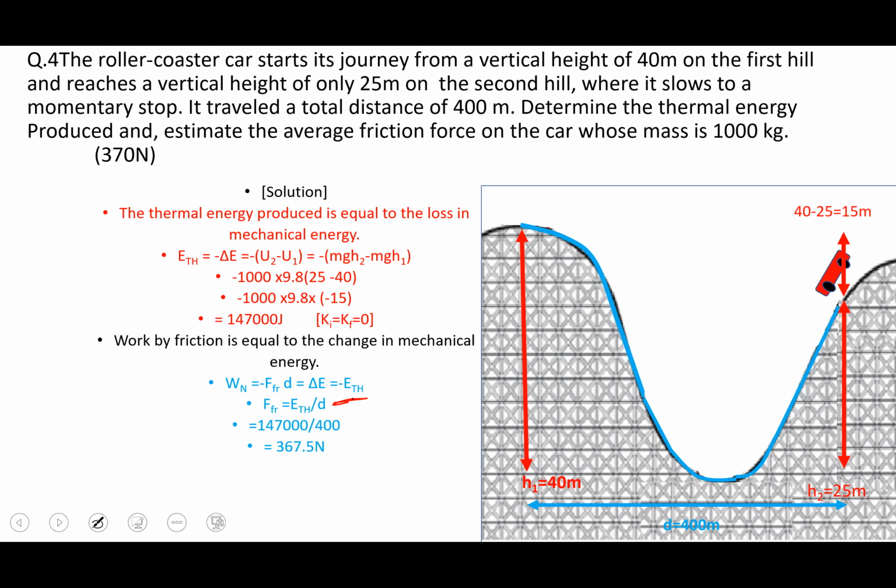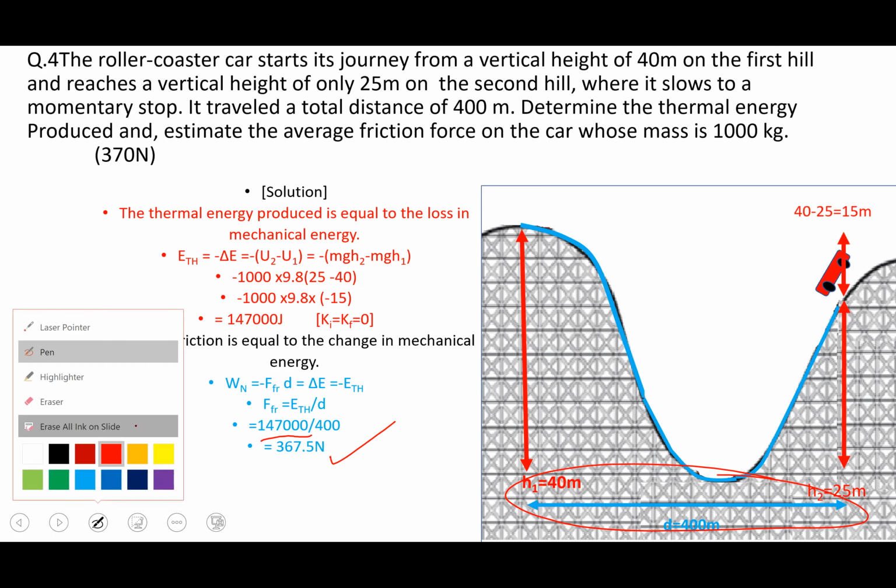When we put in the values and find the value of the friction force, what do we get? The friction force is equal to the thermal energy divided by the displacement, which was how much? 400 meters. So the energy lost by the potential and gained as thermal energy was equal to 147,000, divided by 400. It will have a value approximately equal to 367.5 newtons. So that much energy will be wasted in friction.